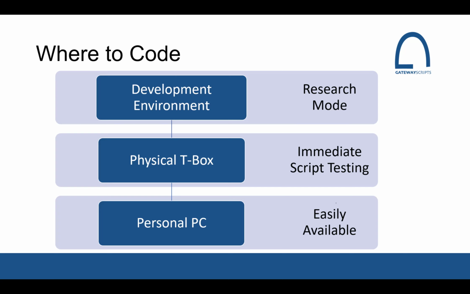Physical T-boxes can also be used for script development. Physical T-boxes are nice because you can immediately test the scripts on the Eclipse treatment planning system that's installed on the T-box, although you might be sharing that T-box for different purposes, such as testing algorithms and testing new features in the Eclipse treatment planning system. Additionally, personal PCs can also be used for Eclipse script development. They are easily available as everybody likely has one, but the downside is that you don't have Eclipse installed in order to easily test these scripts, which means that the scripts that you build will have to be transferred to an Eclipse system for testing.